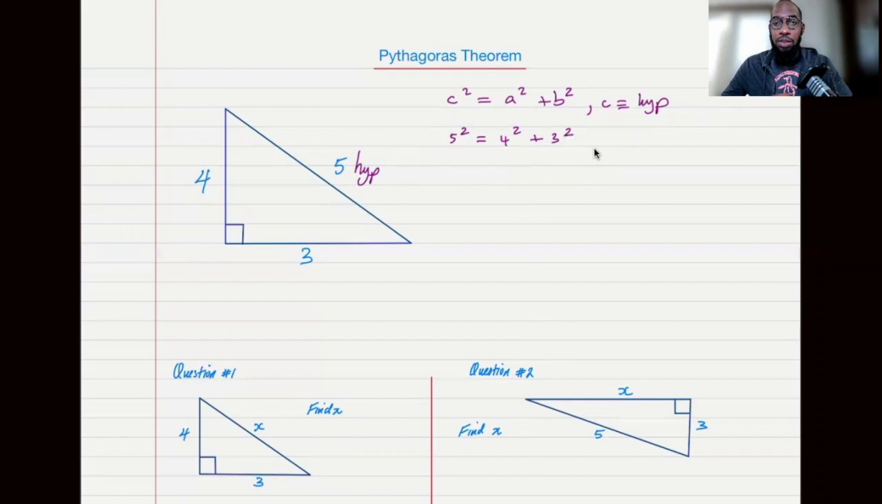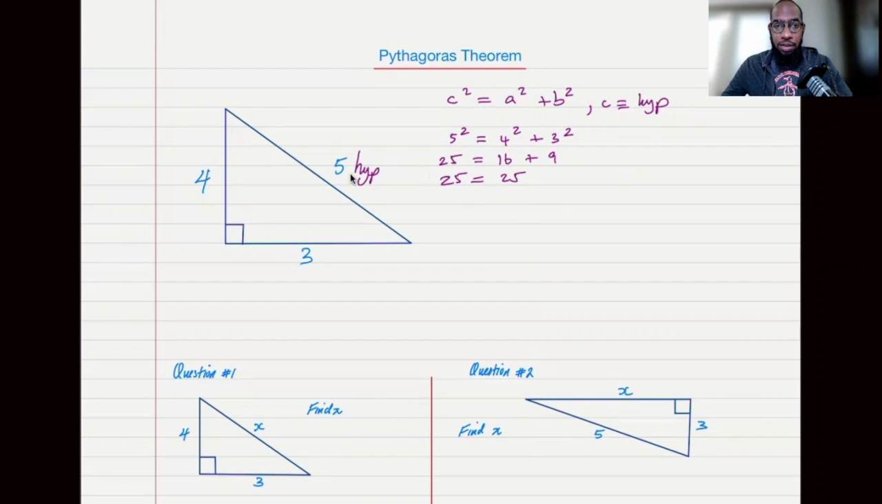Addition is commutative. 1 plus 2 is 3. 2 plus 1 is 3. You get the same answer. So if we square this side, 5 squared is 25. 4 squared is 16, plus 3 squared is 9. And we know 16 plus 9 is 25. So we get 25 here and 25 here. So this is not how the question comes, but this just shows that Pythagoras theorem is true.